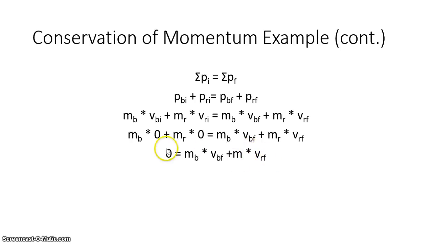So what that's saying is that the initial momentums are equal to 0. And in this case, what this is saying is that the final momentums, pardon me, should also be equal to 0. And so because of that, we may rewrite the equation such that we have negative mb times vbf is equal to mr times vrf.